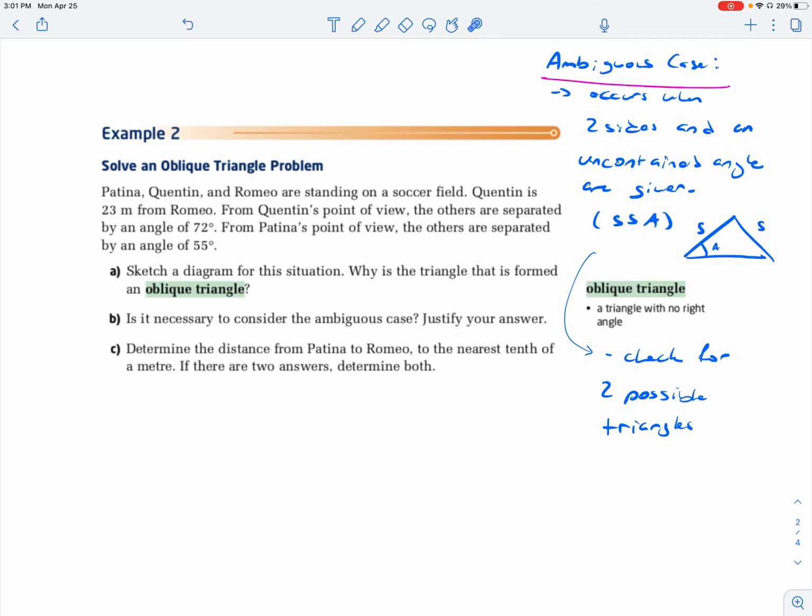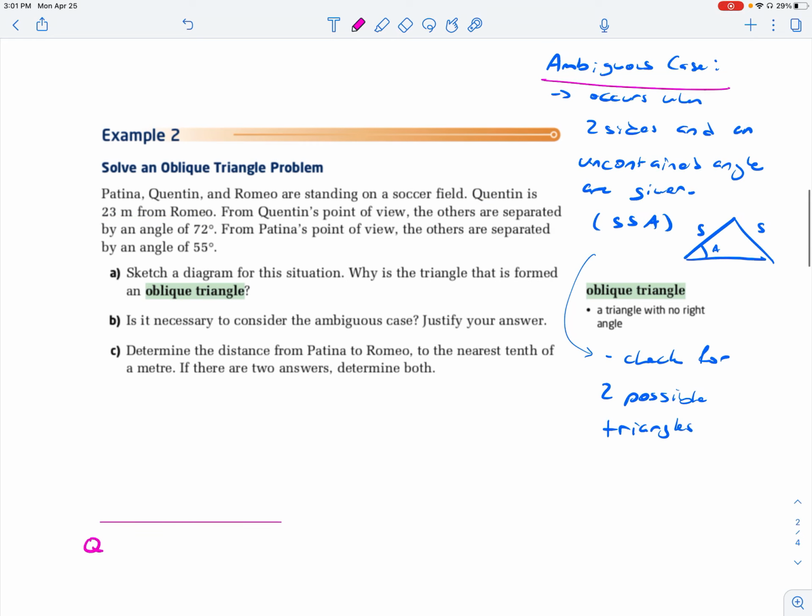Okay, so let's get this question started. We're told Patina, Quentin, and Romeo are standing on a soccer field. Quentin is 23 meters from Romeo. That's something we can draw out: Quentin to Romeo, 23 meters. It says from Quentin's point of view, so from right here, the others are separated by an angle of 72. So there must be an angle of 72 here. I'm going to start to draw that out.